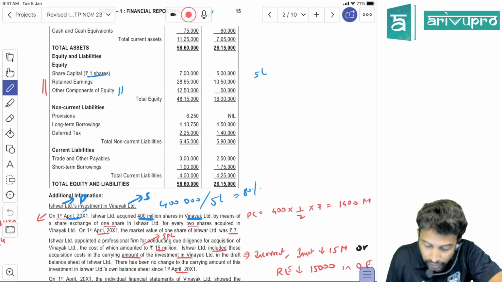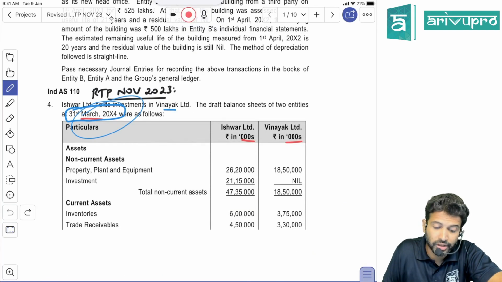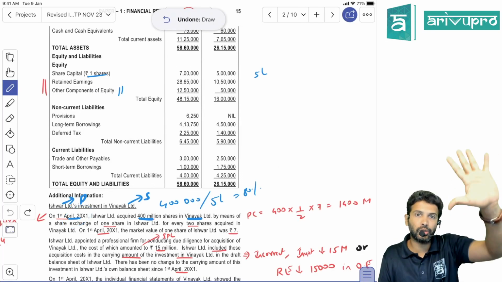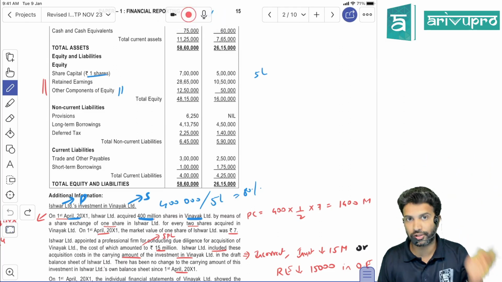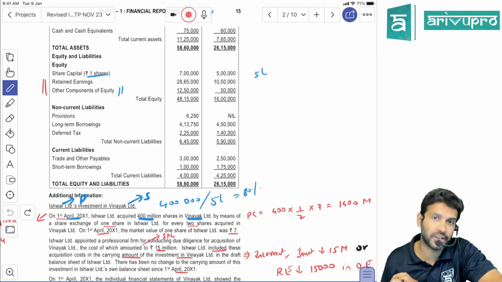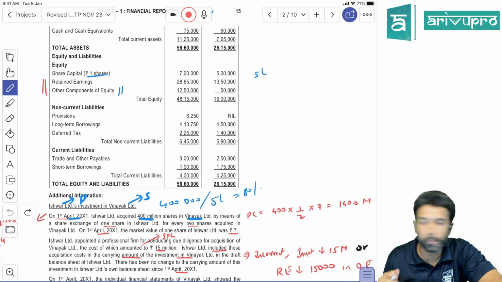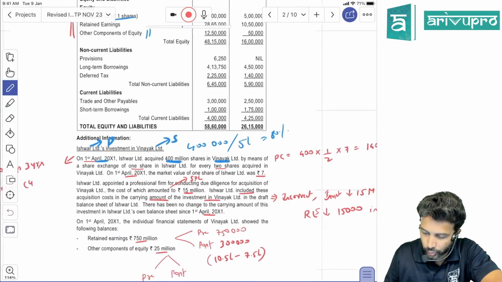But mind you, the date of control is 1st April 20x1, and they have given the balance sheet as on 31st March 20x4, meaning 3 years later. From 1st April 20x1 to 31st March 20x2, 1 year, 31st March 20x3, 31st March 20x4. So for the third year we need to prepare CFS, because we know CFS is a regular activity, right? As long as you have control, you have to go on preparing CFS. So the third year's CFS is probably the requirement of this question.